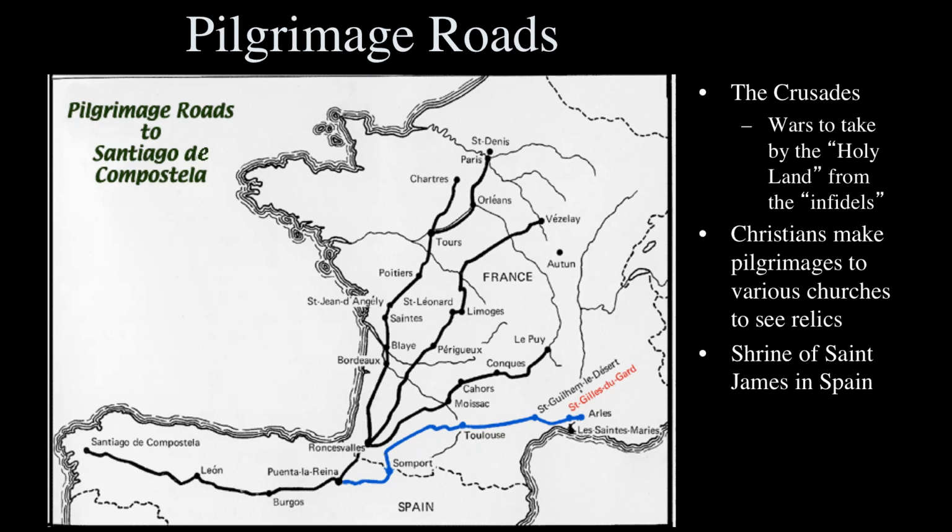But they fell into disrepair after the Western Empire had fallen. But the Crusades, which were wars to take back, and look at the quotes, the Holy Land from the infidels. When they say the Holy Land, they're talking about Jerusalem and the area around Jerusalem, and the infidels, they're talking about Muslims who are in power in that area.